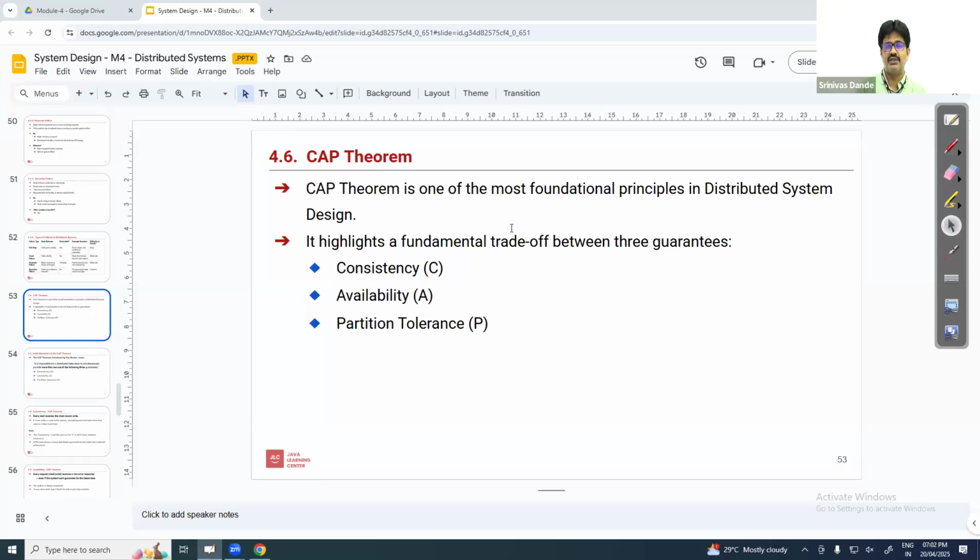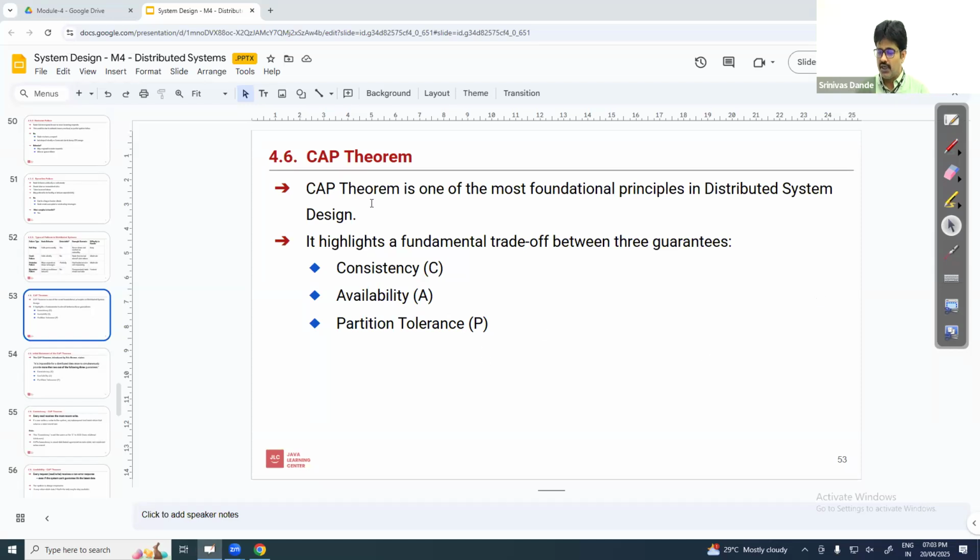Consistency means correctness, correct data. So generally, in any application you develop, you need to maintain the correctness of data always. Then availability, definitely availability is also required. Applications should be up and running always, whenever required. And partition tolerance, yes, networking related issues will be there.